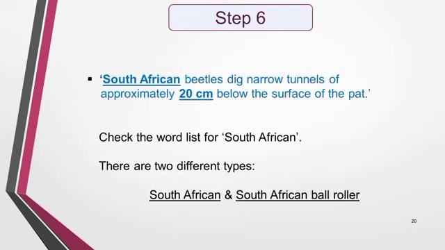I move on to the second sentence that I've identified in the text. South African beetles dig narrow tunnels of approximately 20 centimetres below the surface of the pat. The answer seems clear. It's a South African beetle that digs tunnels 20 centimetres deep. I check the word list for South African, but find two different types, South African beetle and the South African ball roller beetle. I read the paragraph in detail for more information, particularly looking out for the words ball roller or something similar.